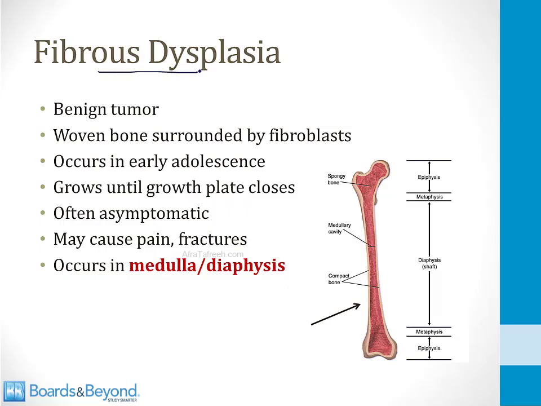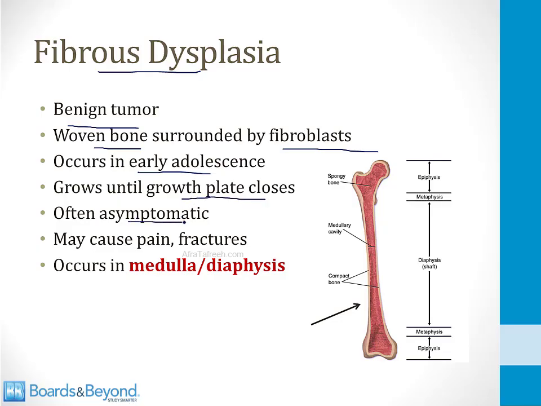Fibrous dysplasia is another bone tumor that does not derive from bone cells like osteoblasts and osteoclasts. Fibrous dysplasia is a benign tumor. It does not metastasize. It consists of woven bone that is surrounded by fibroblasts. That's why it's called fibrous dysplasia. It occurs in early adolescence, just like most bone tumors, and these tumors will grow until the growth plate closes and then they will stop.